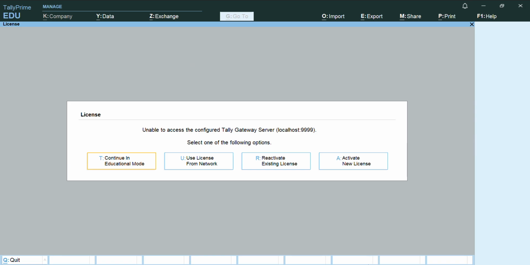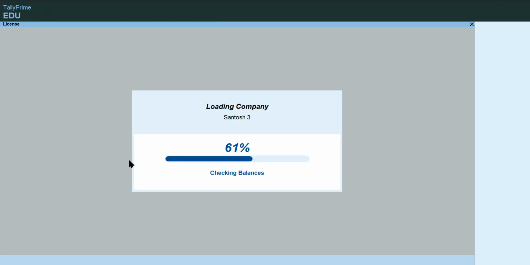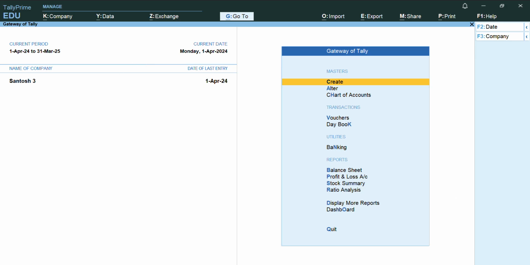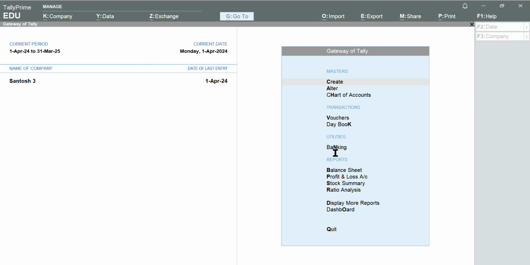So let us practice a question on Tally Prime, and this is how our screen appears when we are starting Tally Prime and we continue in the educational mode. This is the screen that is appearing here, and let us see the question. This is the question that we are going to solve using Tally Prime.